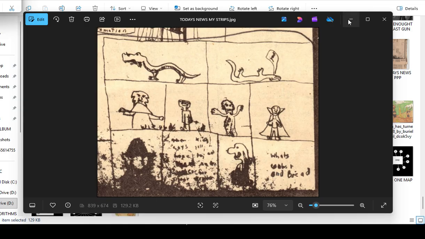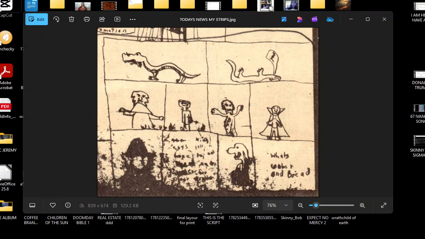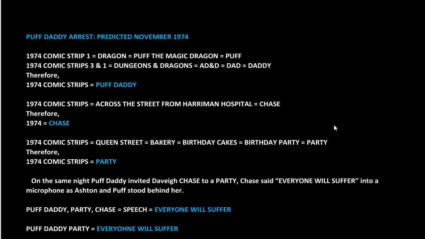So let me see what I made of that. All right. 1974 comic strip has a dragon in it. At that time, there was a popular song called Puff the Magic Dragon. Therefore, the dragon can represent Puff. 1974 comic strips, 3 and 1, translate to Dungeons and Dragons, which is AD&D. AD&D is an anagram for dad. Dad can also be called daddy. Therefore, 1974 comic strips equals Puff Daddy.